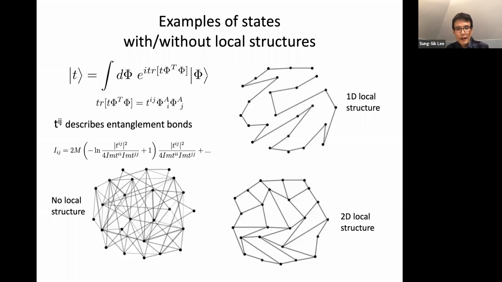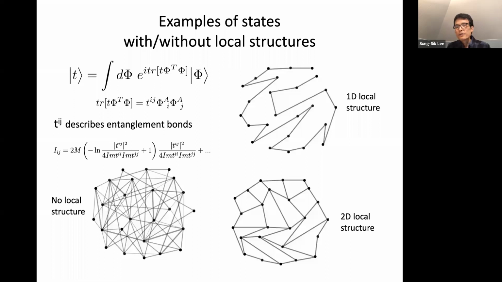Say the mutual information between sites i and j for this Gaussian state is of course a function of T, and you can easily check that to the leading order it is proportional to the magnitude of this T_ij that connects sites i and j. So literally, this T_ij is the variable that quantifies the amount of entanglement between sites i and j. Now, suppose I turn on this T_ij bilocal link in this manner. Here, these black dots are sites in a frame, and these links are the ones where T_ij is non-zero for those pairs of sites, and say the thickness of the bond represents the magnitude of this T_ij.